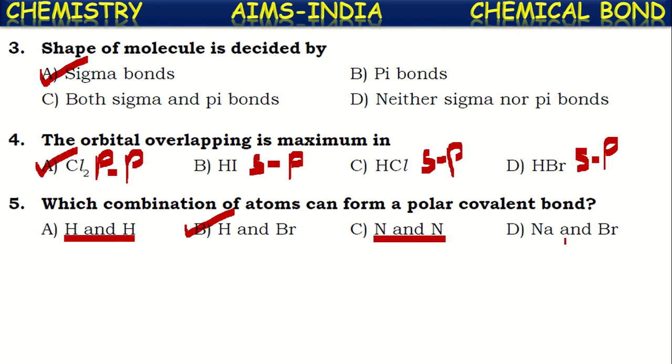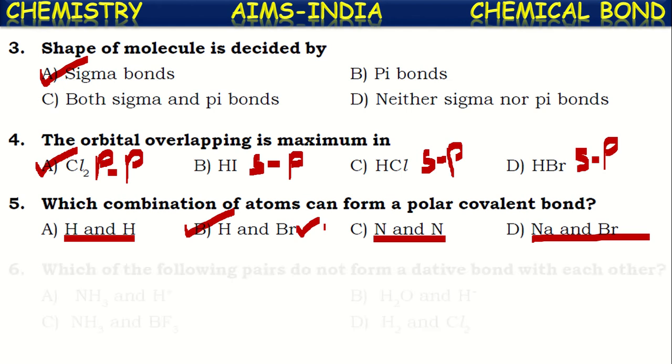Okay. And in the case of sodium and bromine, sodium is a metal which is ready to lose electrons, whereas bromine is a non-metal which accepts those electrons, and hence they result in the formation of an ionic bond. So there is no covalent bond formation in this. Now the only molecule with a polar covalent bond is hydrogen bromide.